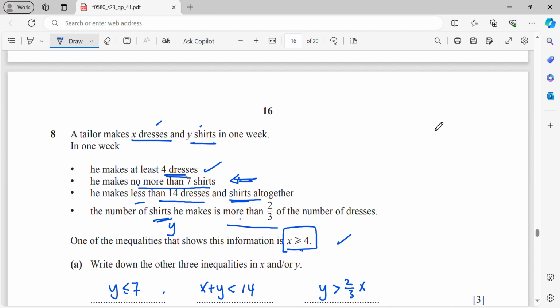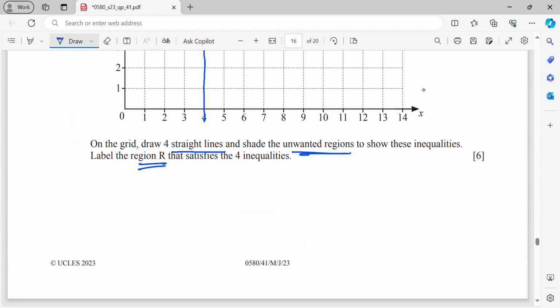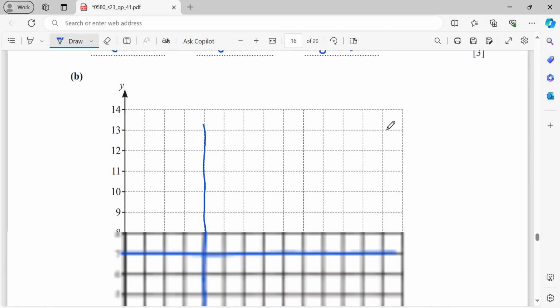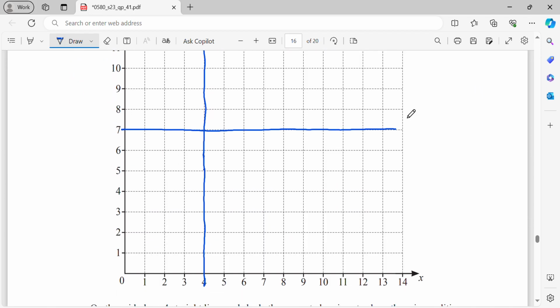Okay, then the next is X plus Y less than 14. So now X plus Y, I let equal 14 first. So it means that when X equals 0, Y is 14. When Y equals 0, your X is 14. So let me check. Alright, so that means X is 0, Y is 14.